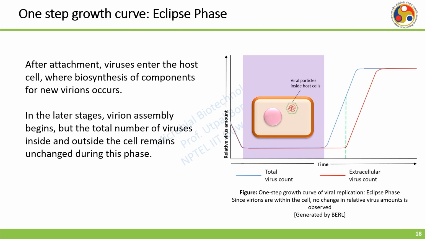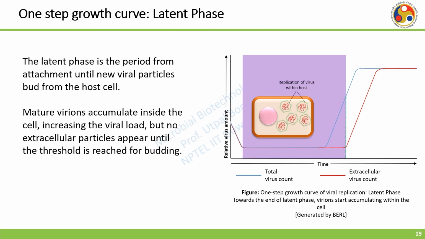The second step is the eclipse phase. After attachment, viruses enter the host cell, where biosynthesis of components for new variants occurs. In the later stage, virion assembly begins, but the total number of viruses inside and outside the cell remains unchanged during this phase.